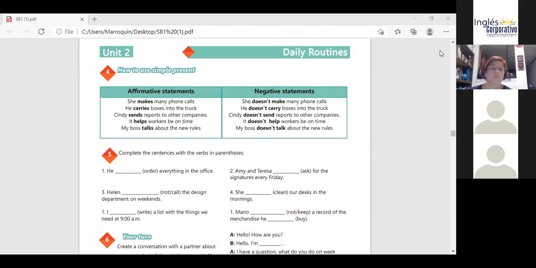Me voy a levantar un minuto, permítanme. Okay.